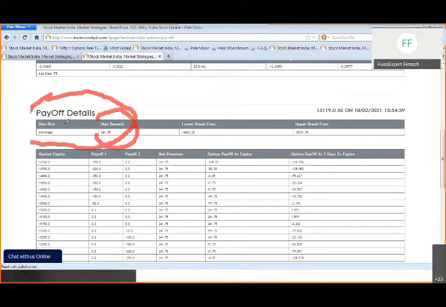That's why be careful. But yes, for any sort of strategy you execute, whether you may be executing a bullish strategy or a bearish strategy, it gives an idea on the risk reward ratio. How much is the maximum risk? How much is the maximum reward? That it shows you on the page here.